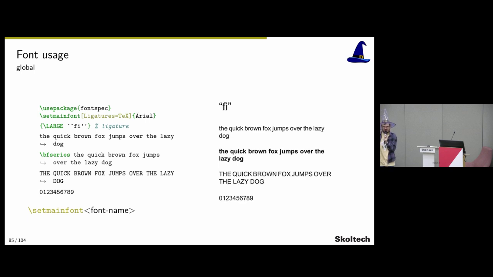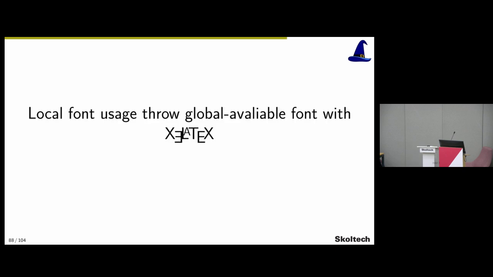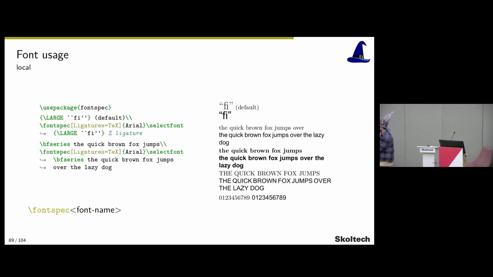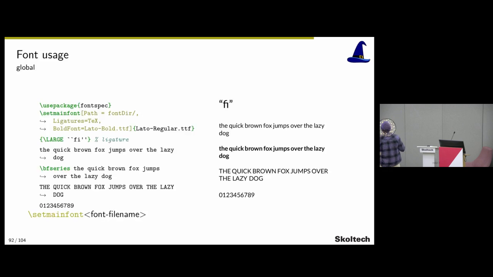Who knows the Arial font? Most of you know the Arial font because it's just the regular font of our Word. You can use it in LaTeX. You can use Georgia. You can use these commands. You can use a font locally to change something locally. You can use the default global changed and local available font by just adding this path where to find this font.